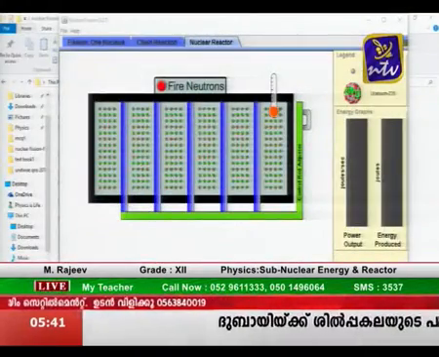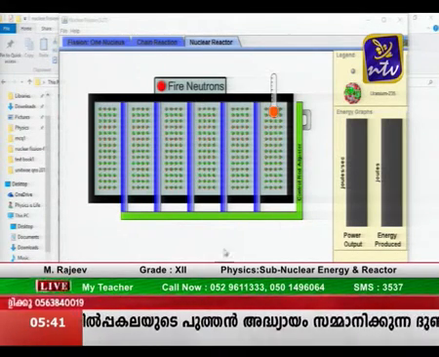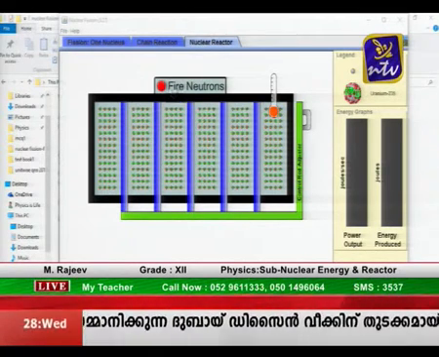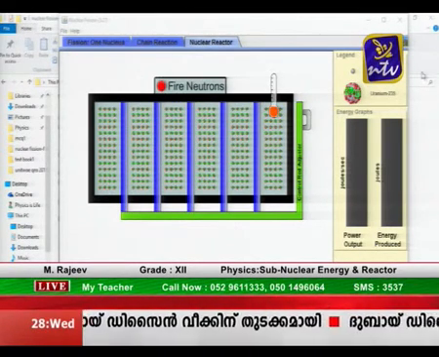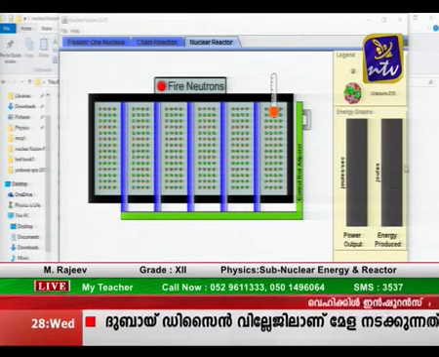Okay. Now I hope you can see this. This is the working of a nuclear reactor, just how a control rod is being utilized. One thing we can see, on the right side you can see two bars. This indicates the power output and energy produced.